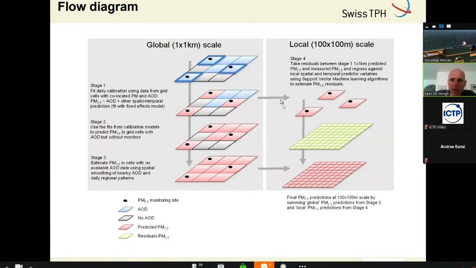And we can also go down in scale. We do that by taking the residuals of the measured PM2.5 at the monitoring stations and the estimated PM2.5 at the full 1 by 1 kilometer. And with those residuals, we're using support vector machine learning algorithms to actually go down in resolution and then ultimately predict at the 100 by 100 meter resolution.